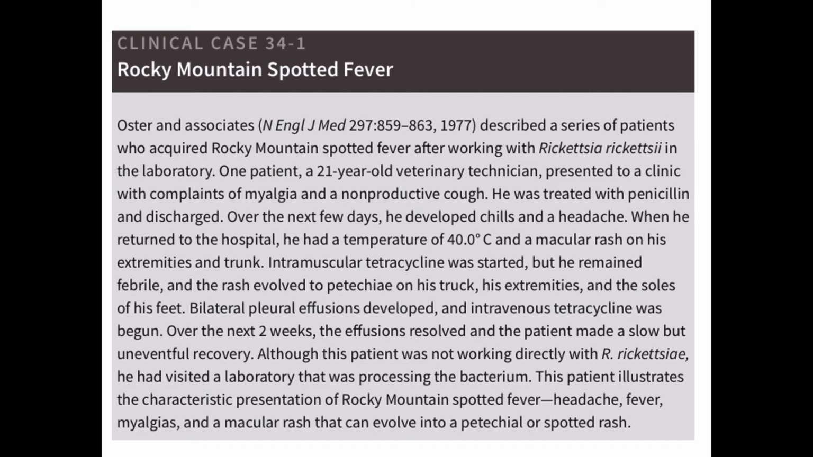The rash evolved to petechia, or like really significant broken blood vessels on the trunk, the extremities, and the soles of his feet. He developed bilateral pleural effusions, and so then they started intravenous tetracycline, so into the bloodstream. Over the next 2 weeks, the effusions resolved. The patient made a slow but uneventful recovery. He was not working directly with the bacterium, but he had visited a lab that was processing it. So it's not really known how exactly he became contaminated, but it's the characteristic presentation: headache, fever, muscle pain, rash that can evolve into petechia or a spotted rash.